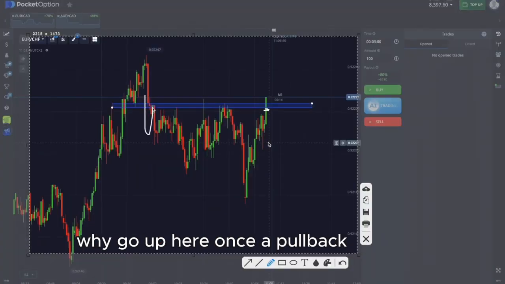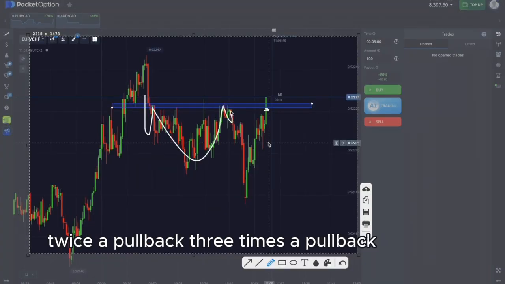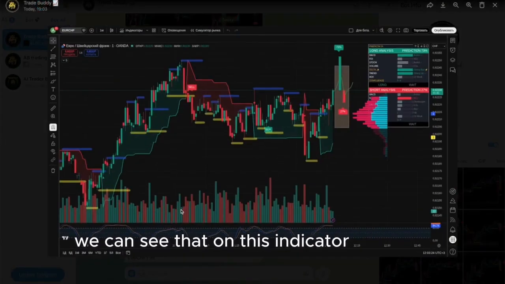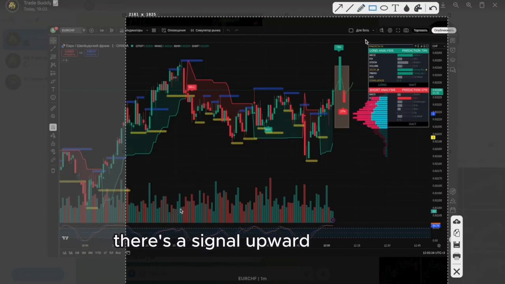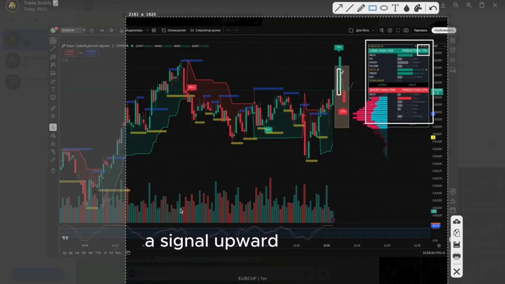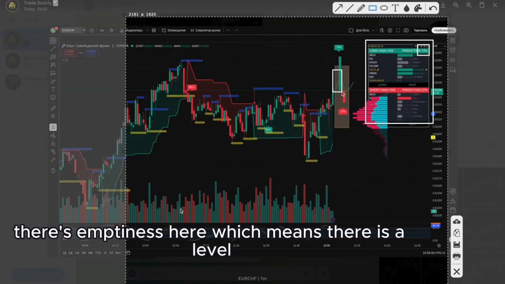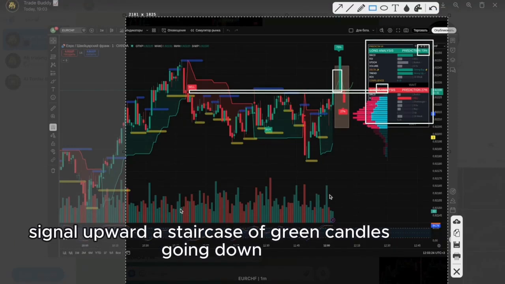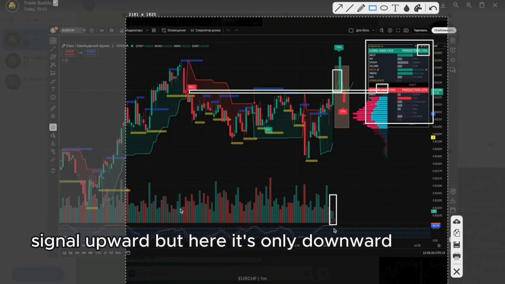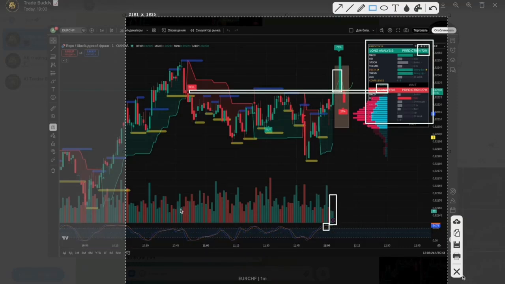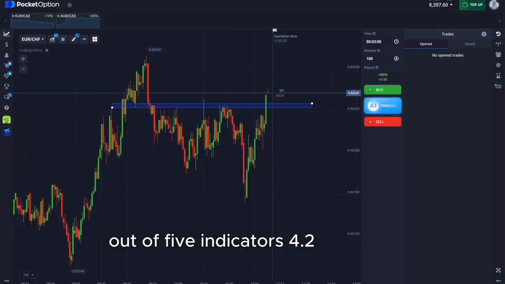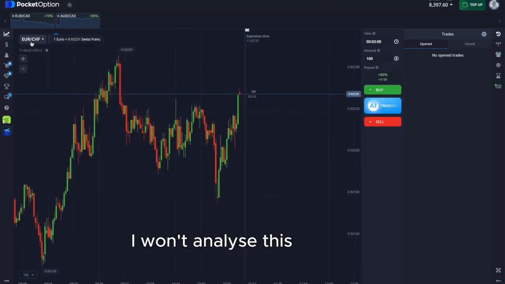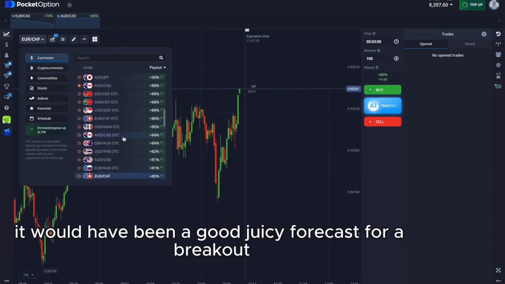Why go up here? Once a pullback, twice a pullback, 3 times a pullback, the fourth touch is a breakout. And if we look at the bot, according to the bot, we can see that on this indicator, there's a signal upward. The future movement of the chart, a signal upward. There's emptiness here, which means there is a level, but it's weak. The chart will break through, its signal upward. A staircase of green candles going down, signal upward, but here it's only downward. Out of 5 indicators, 4 to 2 an increase. Well, here the price is already going up. I won't analyze this. It would have been a good juicy forecast for a breakout.